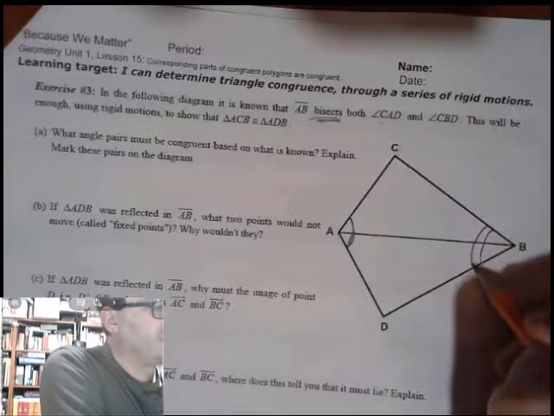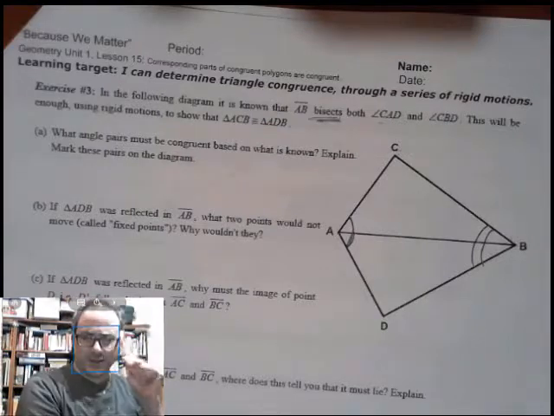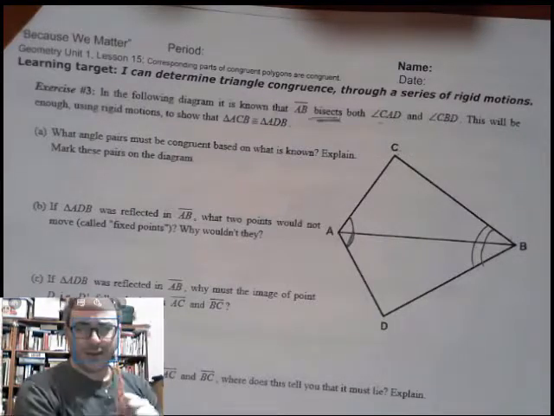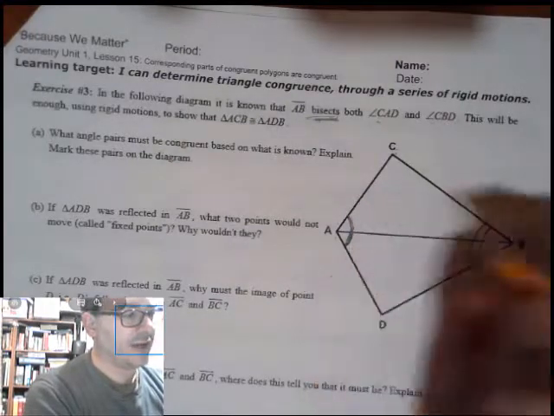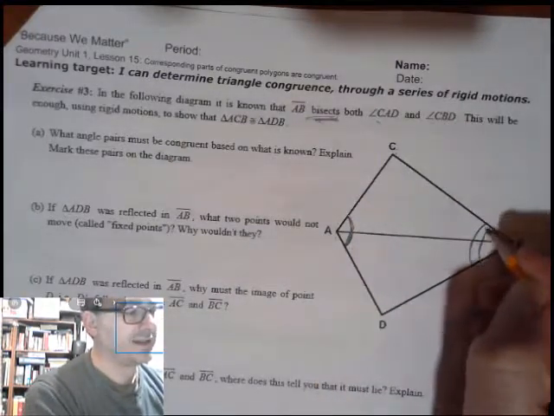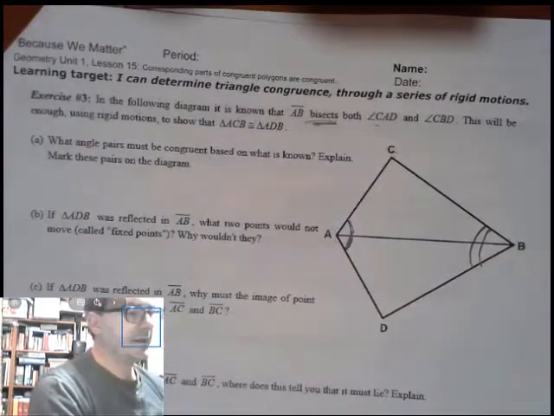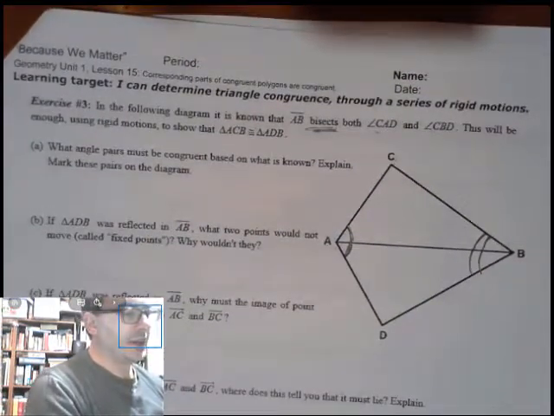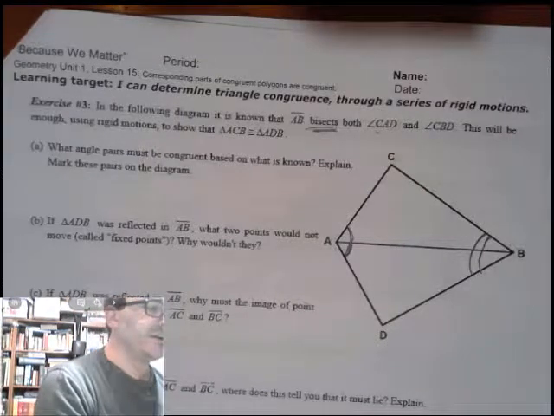I'm going to give this 2 arcs to let myself remember that this is one angle measure, and then the one arc is another angle measure, and I'm going to remember that this is going to be congruent to that because it's bisected, and this piece is going to be congruent to that piece because it's bisected. All right. So this will be enough using rigid motion to show that triangle ABC is congruent to triangle ADB.